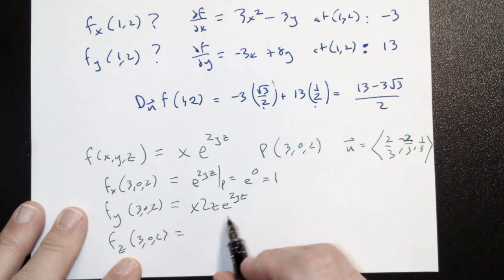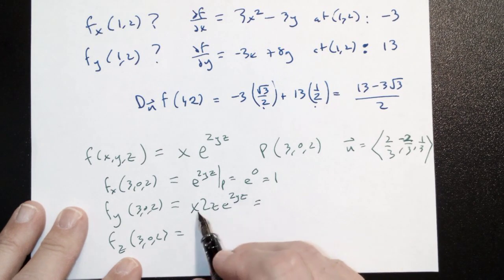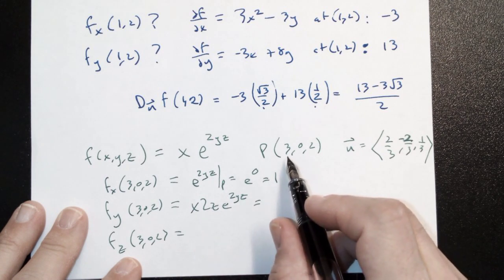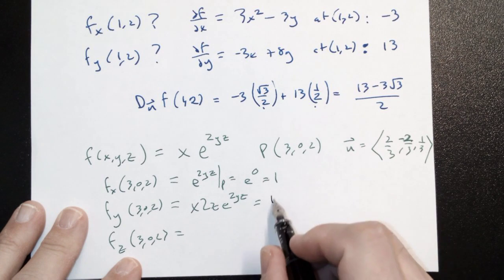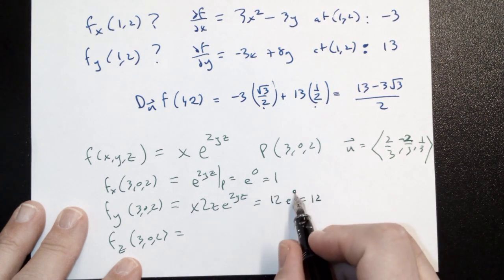Because I got to use the chain rule, right? Derivative of e to the stuff is e to the stuff times the derivative of the stuff. So that's x times 2 times z. That's 3 times 2 times 2. That's 12. E to the 0 again. So that's 12.